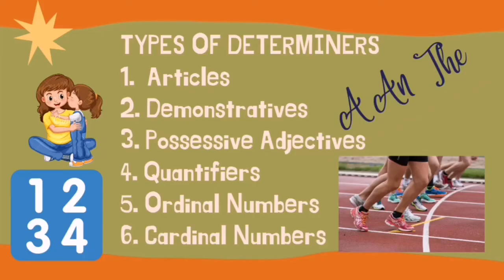So we are going to look at the types of determiners. Okay, there are 6 types of determiners. What are they? Articles, demonstratives, possessive adjectives, quantifiers, ordinal numbers and cardinal numbers. Yes, articles you all know. A, an and the. Okay. We can look at everything in detail.